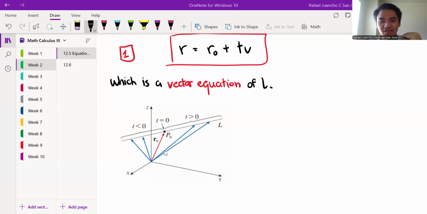Yeah, so that's that. Okay, so if the vector v that gives the direction of line L is written in component form. Oh, we can write this in component form. That's crazy.